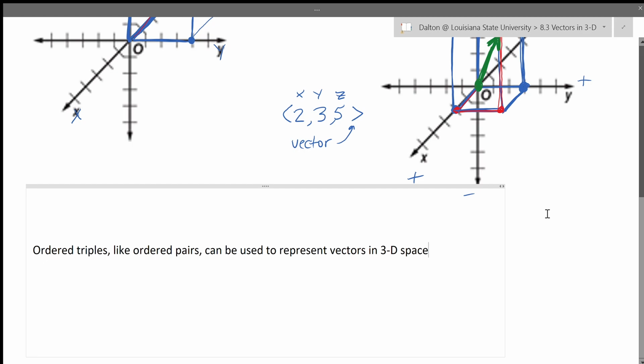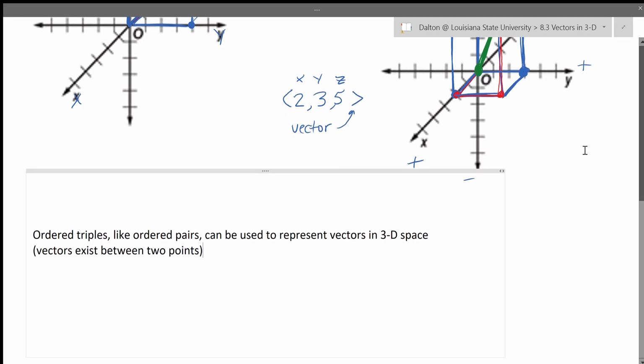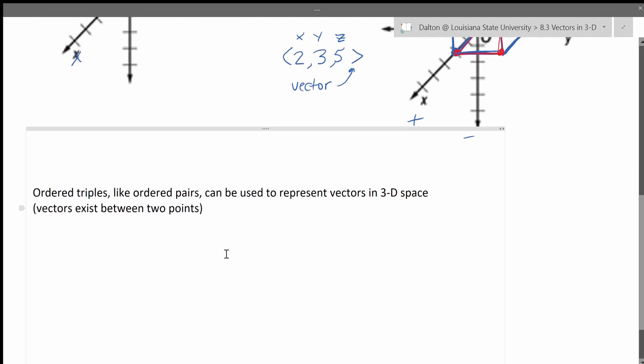Remember, vectors exist between 2 points, right? A point itself is not a vector. Vectors exist between 2 points. So we have two different, I hate to call them formulas, but that's kind of what they are. If I give you 2 points, let's say to write a vector between 2 points, let's perhaps call those points P1 and P2.